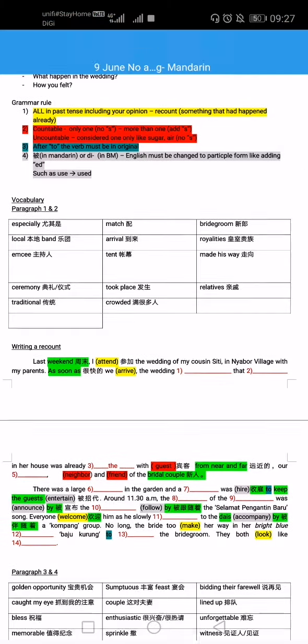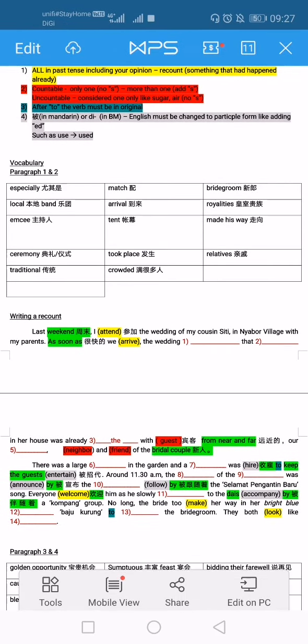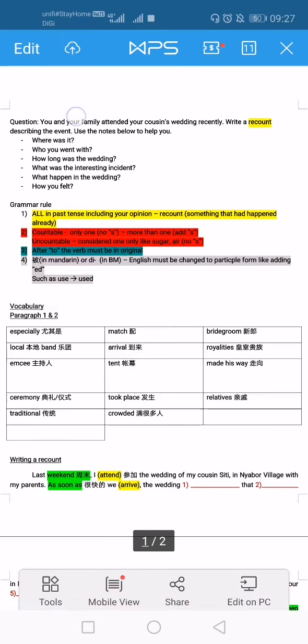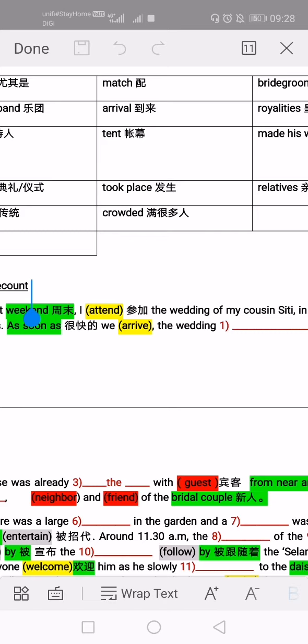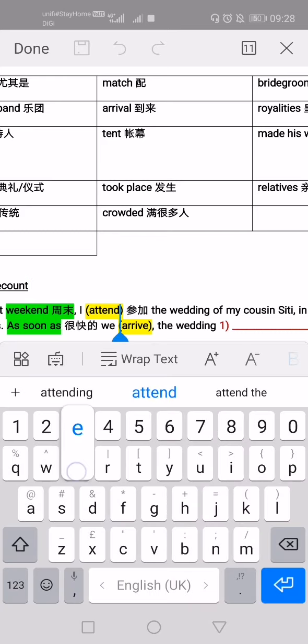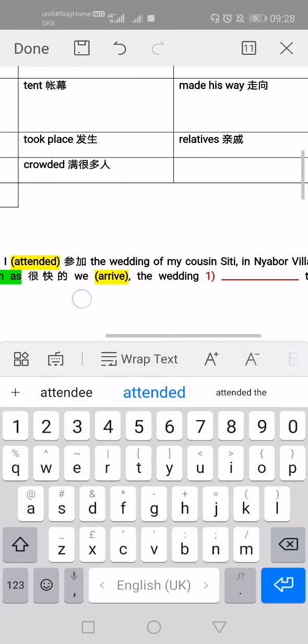So, last weekend I attend. Okay, attend is the past tense. So, you have to add ED. I attend, 参加, ED. I attended the wedding of my cousin city in Yabur village.